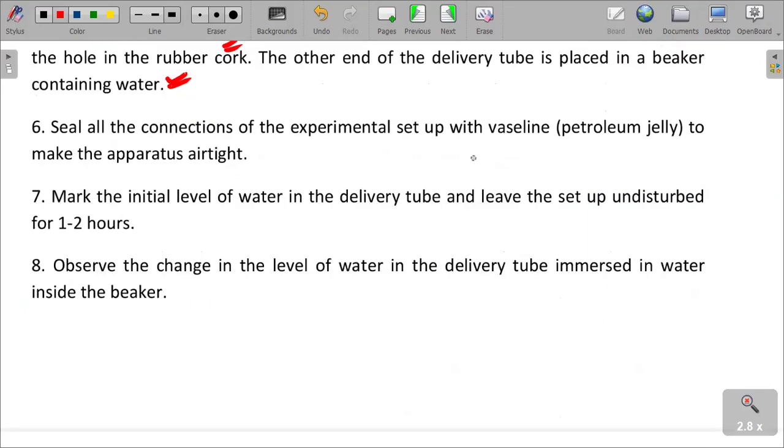Seal the connections of the experimental setup with Vaseline. Why is Vaseline applied? To make sure that the apparatus is airtight, to avoid air entering or leaving the conical flask. Mark the initial level of water in the delivery tube and leave the setup undisturbed for 1 to 2 hours. Observe the change in the level of water in the delivery tube immersed in water inside the beaker.